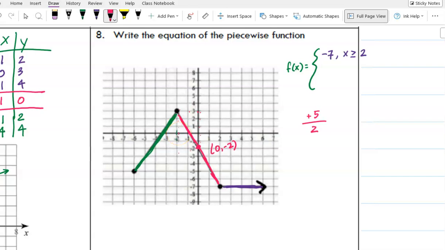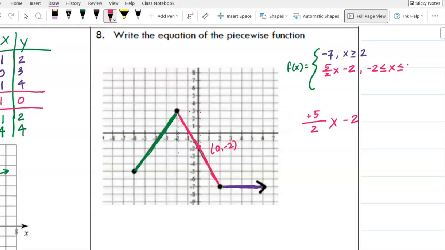1, 2, 3, 4, 5, 1, 2. So that's the slope. So I'm building my equation, and then -2. So it's going to be 5 halves x -2. I need to set my restriction. So x has to be between -2 and 2.